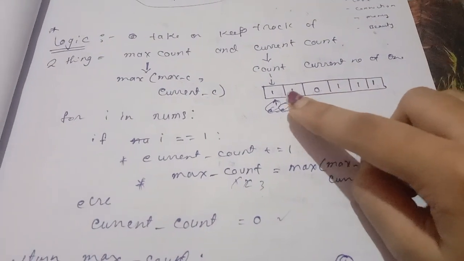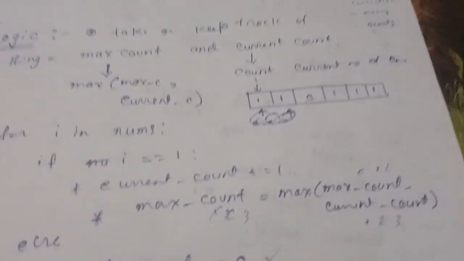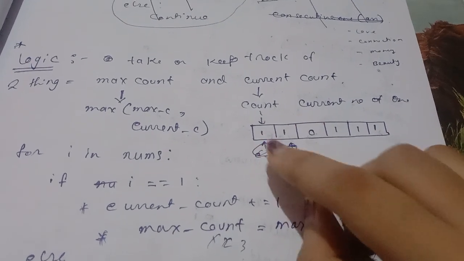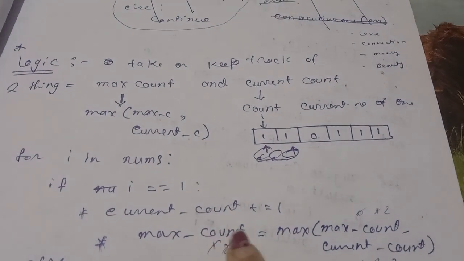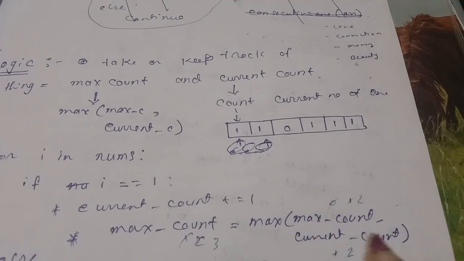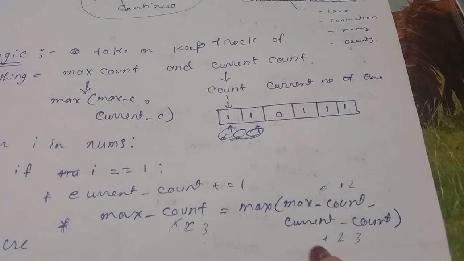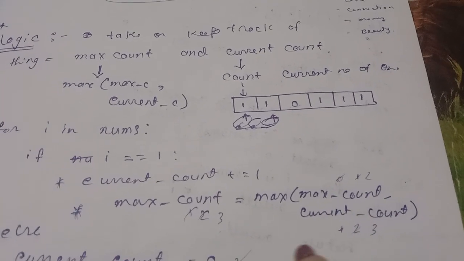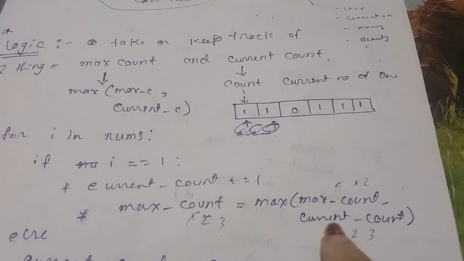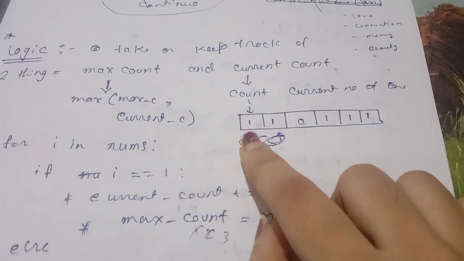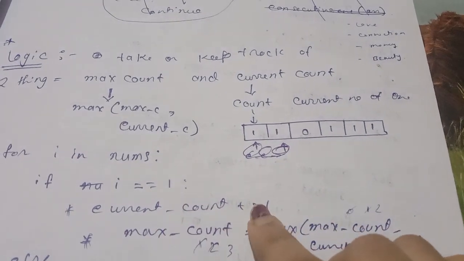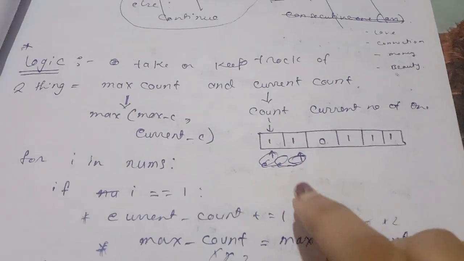So let's check the implementation on this array. First we see that the current element is 1, so we count it. In the initial case, the current count is 1 and the max count is 0, so the current count's value 1 is put into max count as it is the maximum value. This is the first iteration. In the next iteration, the value is again 1, so the current count is incremented: it was already 1, then 1 plus 1, it will be 2.